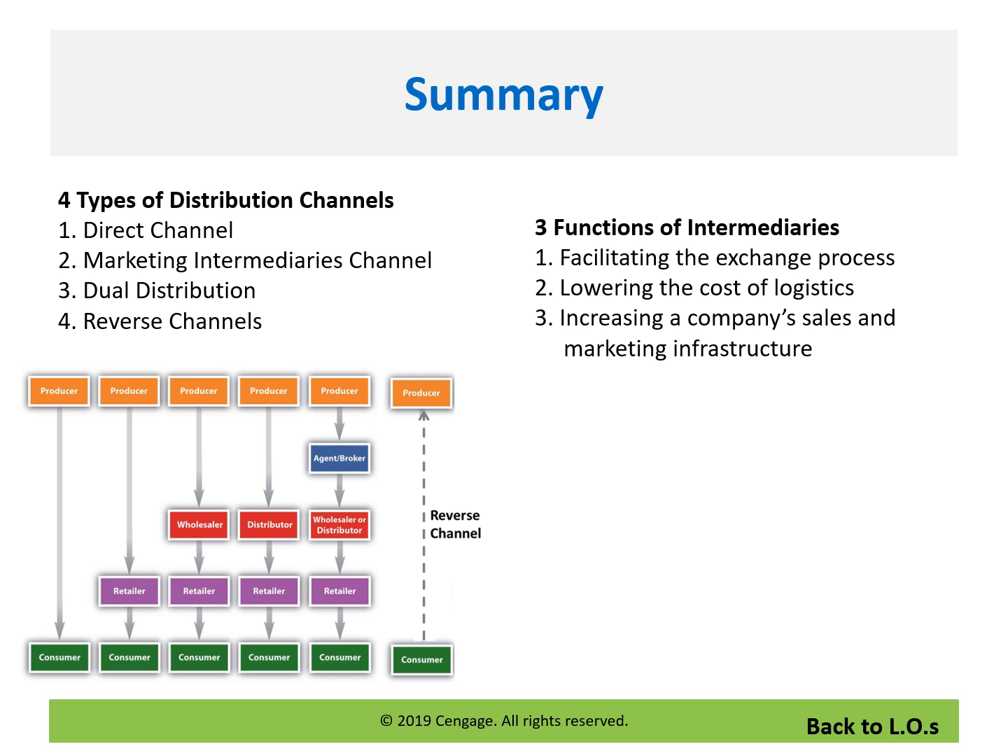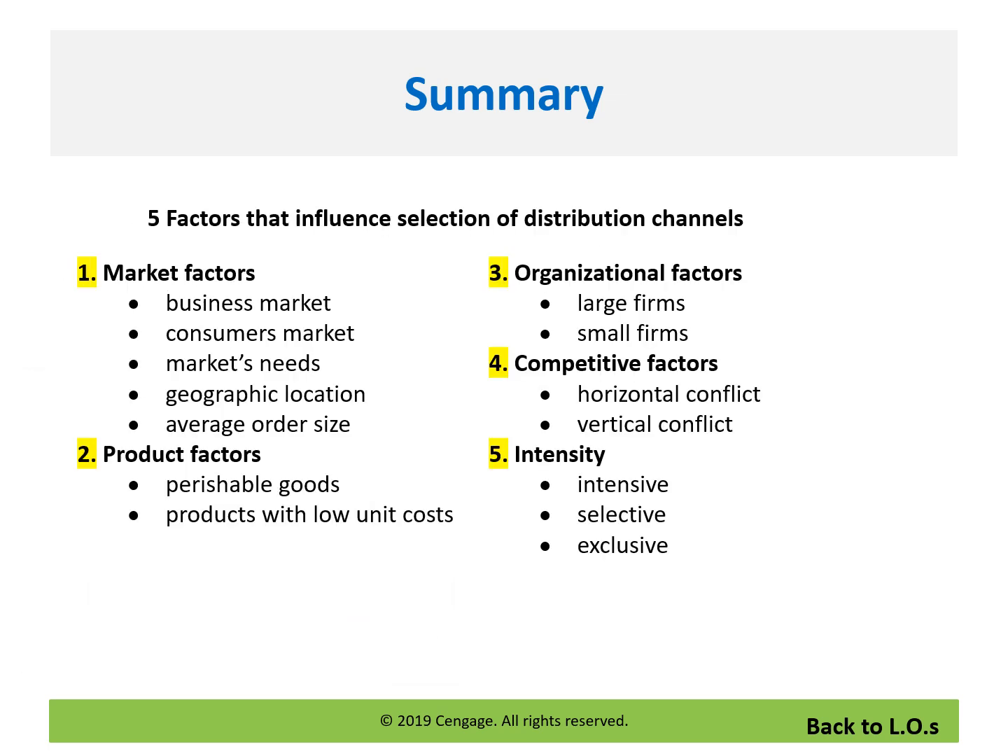To summarize this chapter, we discussed the four types of distribution channels, namely direct channel, marketing intermediaries channel, dual distribution, and reverse channels. We also discussed the three functions of intermediaries, which include facilitating the exchange process, lowering the cost of logistics, and increasing a company's sales and marketing infrastructure. Then we also discussed the five factors that influence selection of distribution channels, which include market factors, product factors, organizational factors, competitive factors, and intensity of distribution.